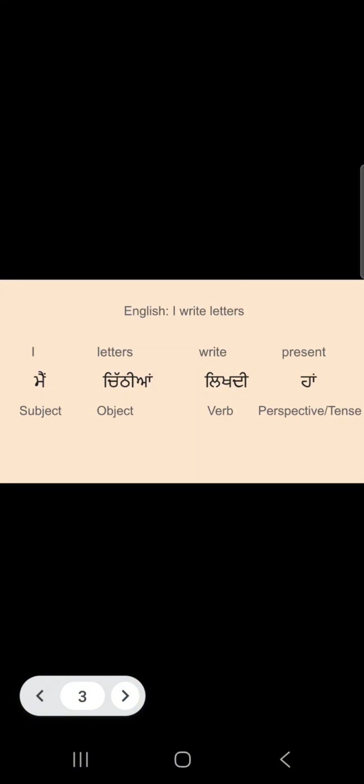And in this example, in English, it would be I write letters, but in Punjabi, main chittiyan likhiyan haan, it would be I letters write, and then whatever present tense as well as perspective that would be added to this statement. And so, however, if you change that ending, instead of ha, you said si, which would be main chittiyan likhiyan si, it would turn it into past tense.